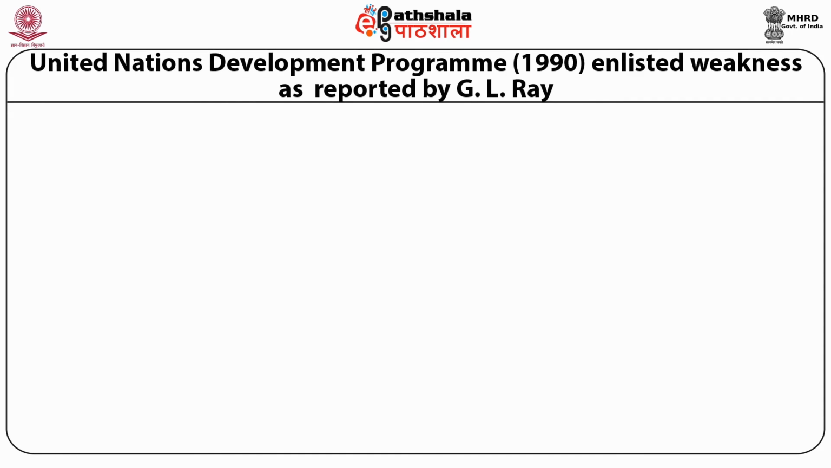As we have already seen in the introduction, I have said the training and visit system was introduced in other parts of the world also, especially in developing and underdeveloped countries. The model of the training and visit system was supported by the World Bank. As we have already discussed, there were some limitations of the T&V system elsewhere also. Hence, the United Nations Development Programme in the year 1990 enlisted the weaknesses of the training and visit system in different parts of the world, and as reported by G.L. Ray, these limitations are as under.